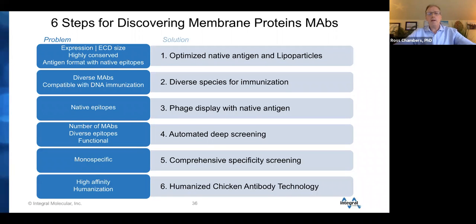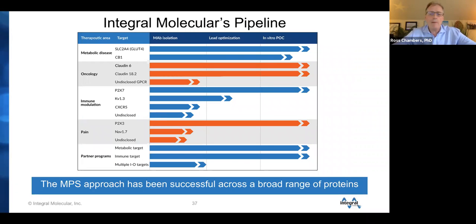Okay, so that's a summary of the 6 steps. What I hope you've learned today is that you can be successful with membrane proteins, but it isn't a trivial thing. There are many problems to address, but if you focus on these problems and come up with solutions to address them, you can be successful. We have applied this platform, our solutions, to a wide range of antigens, and we have shown that this platform gives a high degree of success rate against a very broad range of proteins, including some very challenging multipass membrane proteins.